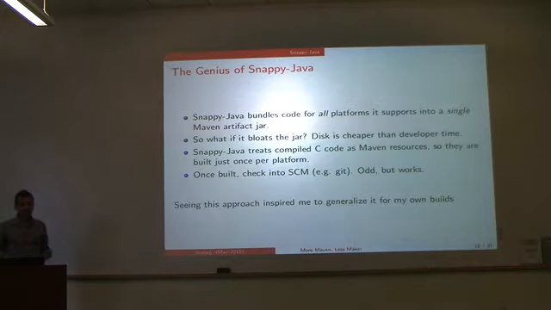Okay. So the genius of that is all their platforms are in one jar, and there's no platform identifier in the jar name. So what if that jar is big? Disk is so cheap and development time is so expensive that the time saved with not building that code for many platforms is such a win. Okay, so what if that jar is 2 megabytes? Now we're looking at compiled C code really as Maven resources.